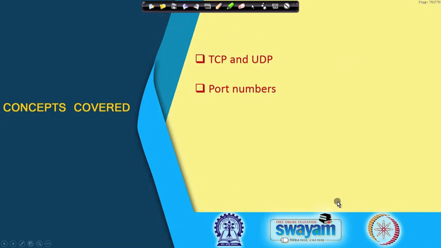Now, in this lecture, we shall be talking about the basic functionalities and roles of TCP and UDP. In particular, we shall be talking about something called port numbers and how they relate to data communication at the transport layer level, and how TCP and UDP use port numbers. Okay? These are the few things we shall be covering in this lecture.